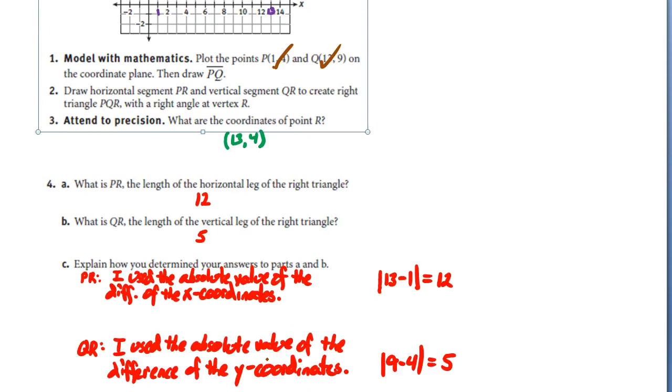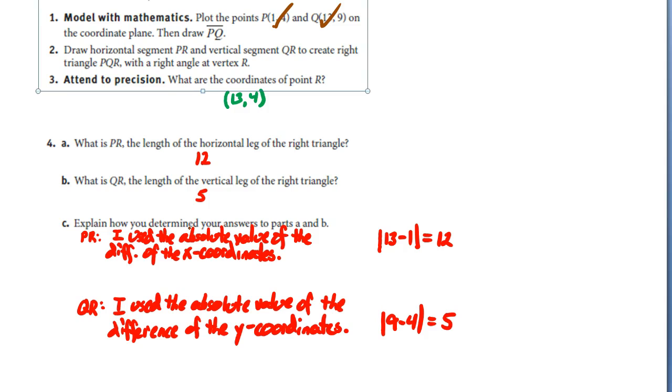Question C, explain how to find those two numbers. Well, what I did was I used the absolute value of the difference of the x coordinates to get the 12. To figure out the 5, I used the absolute value of the difference of the y coordinates. This idea was from the last lesson: to find distance between two numbers, you can subtract them in either order and take their absolute value.